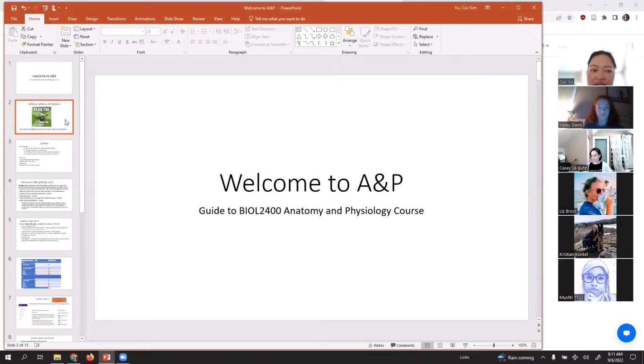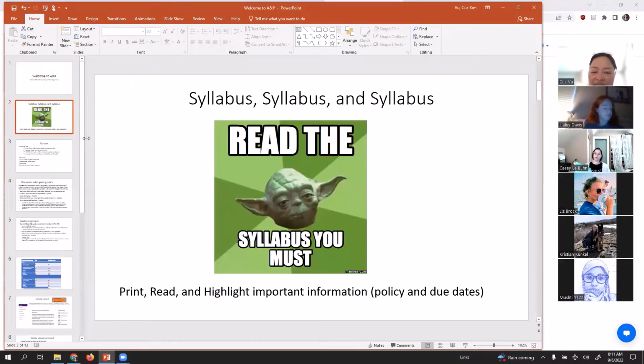The very first thing I'll start with is: read the syllabus, you must. The syllabus is really long, but it contains all of the information that you need for this course in terms of the logistics. So if you have any questions, go to the syllabus first. And if you can't find it in the syllabus, then ask me.